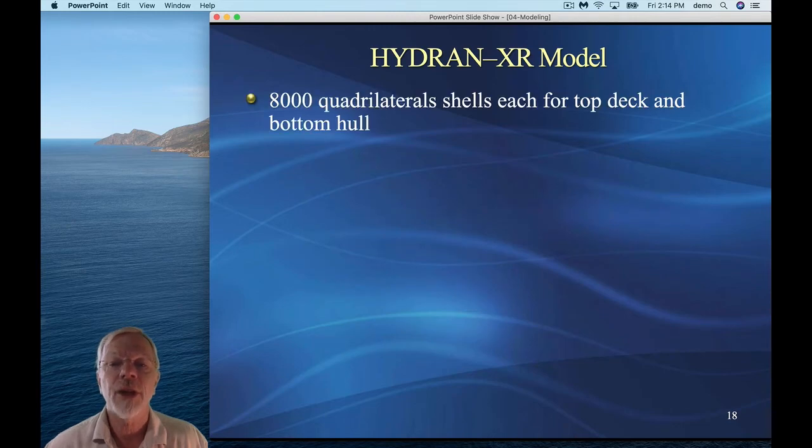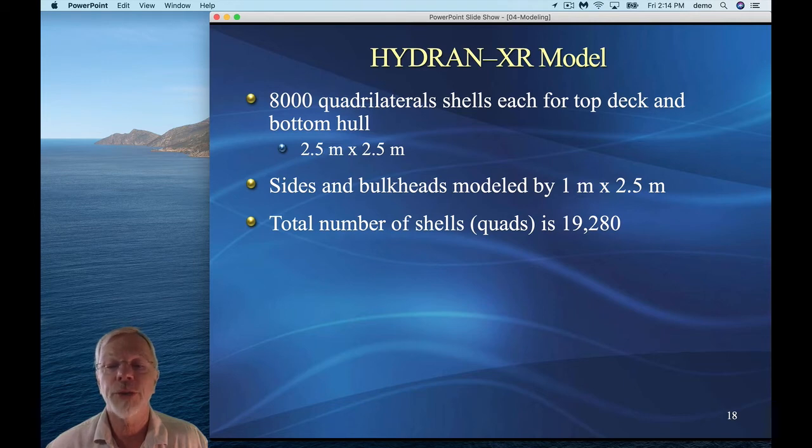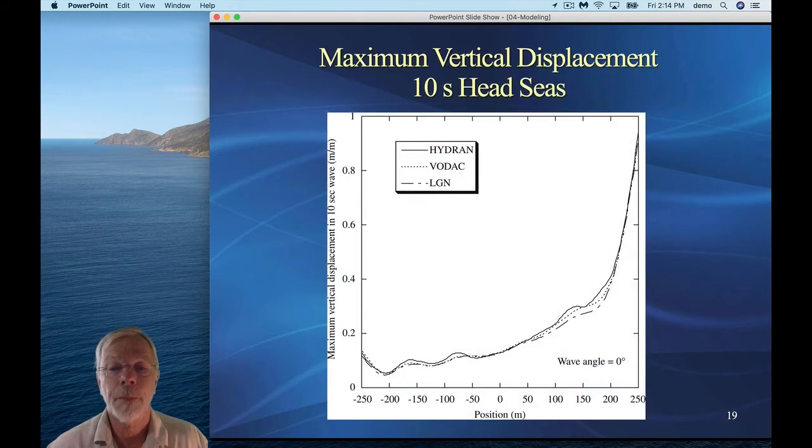The model involved 8,000 quadrilateral shells for each of the top deck and the bottom hull, and each shell was 2.5 by 2.5 meters. The sides and bulkheads were modeled by 1 meter by 2.5 meter shell elements. So the total number of shells was 19,280, and the total number of panels is 8,480, again in a 1-to-1 mapping.